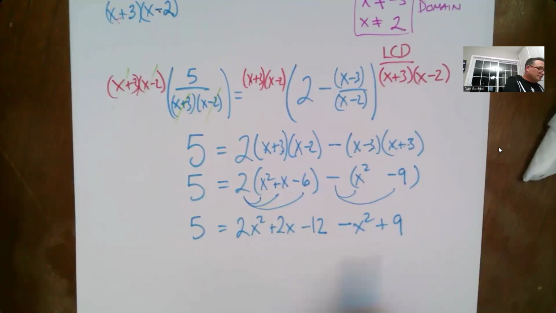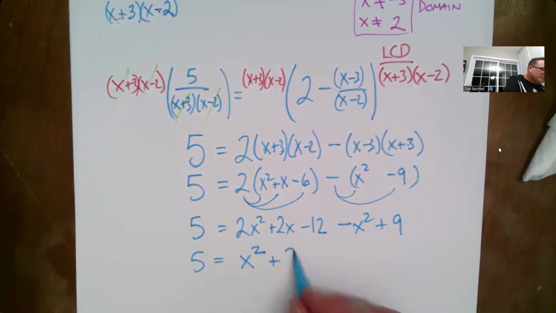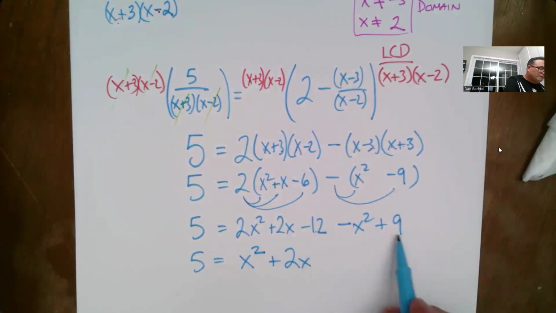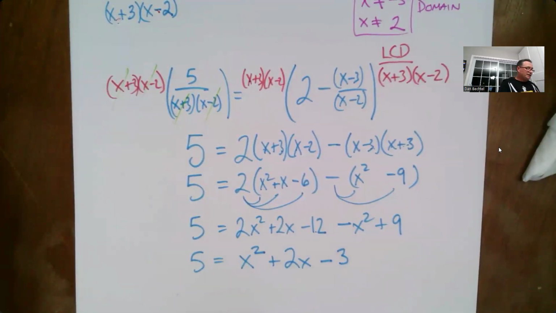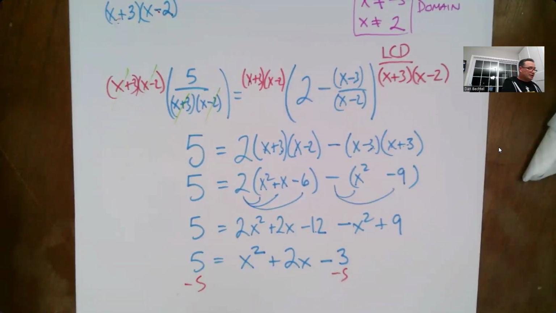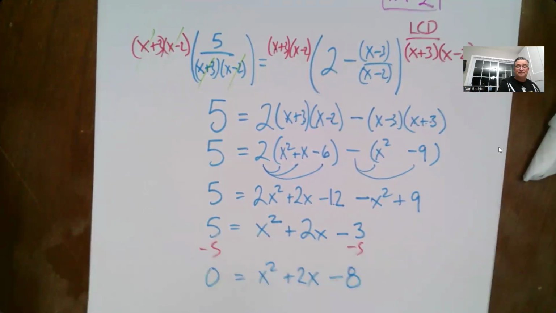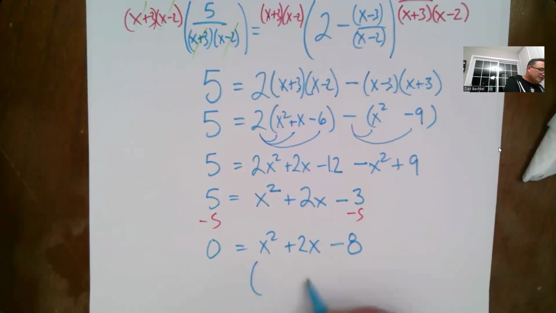Now I'm going to combine my terms on this side. I'll bring that 5 over in just a second. 2x squared minus x squared gives me x squared. Here is my only single x, so it's 2x. Negative 12 plus 9 will be negative 3. And then if I subtract that 5 from both sides, I'm going to get that 0 is equal to x squared plus 2x minus 8. Awesome. Super easily factorable.